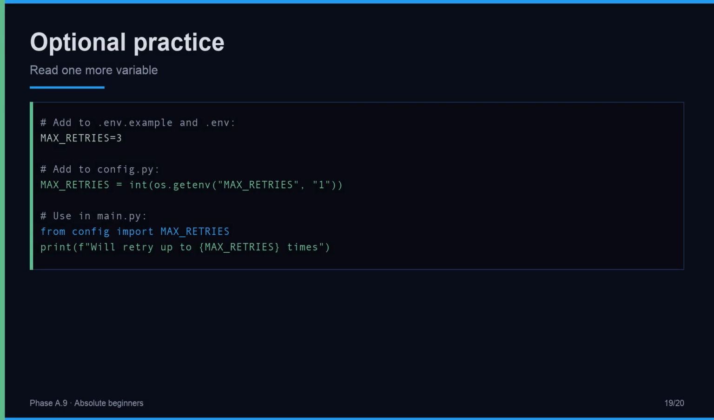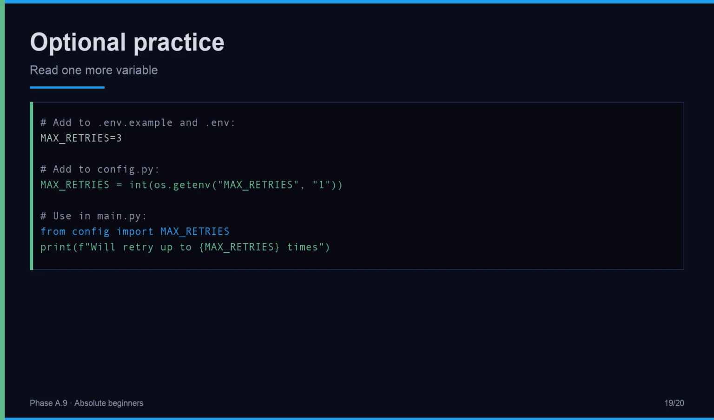Capstone comes next. If you want a quick practice, add a new variable called MAX_RETRIES to both .env.example and your local .env, set to 3. Read it in config.py with os.getenv, default to 1, and convert to int. Import it in main and print a message saying how many times the program will retry. Run the program and confirm the value 3 appears. Change the .env value, rerun, and watch the output change without touching the code.